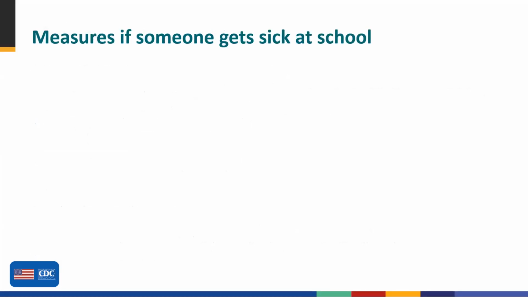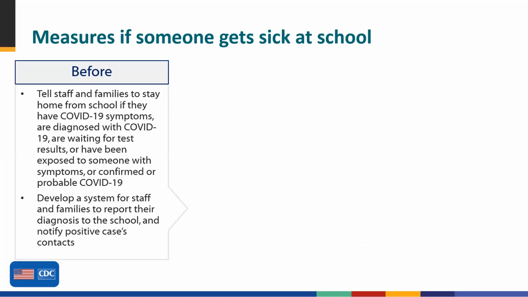So what to do if someone gets sick at school? It's important to establish policies ahead of time. This includes making sure that staff and families know to stay home from school if anyone in their household has COVID symptoms, is waiting for test results, or has received a positive diagnosis. Schools should also make sure there is a reporting system in place with a clear point of contact for people to report to and a system to notify close contacts within the school.